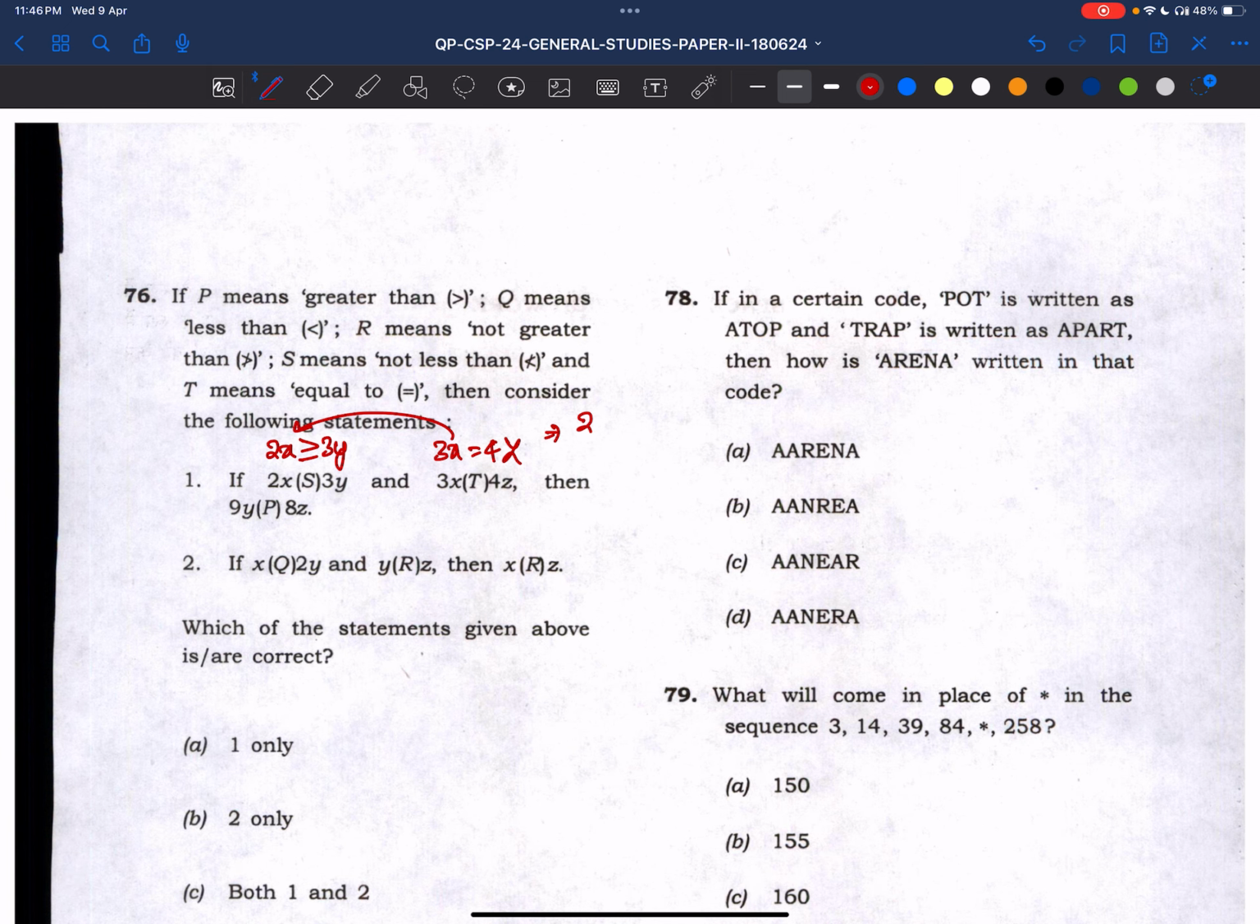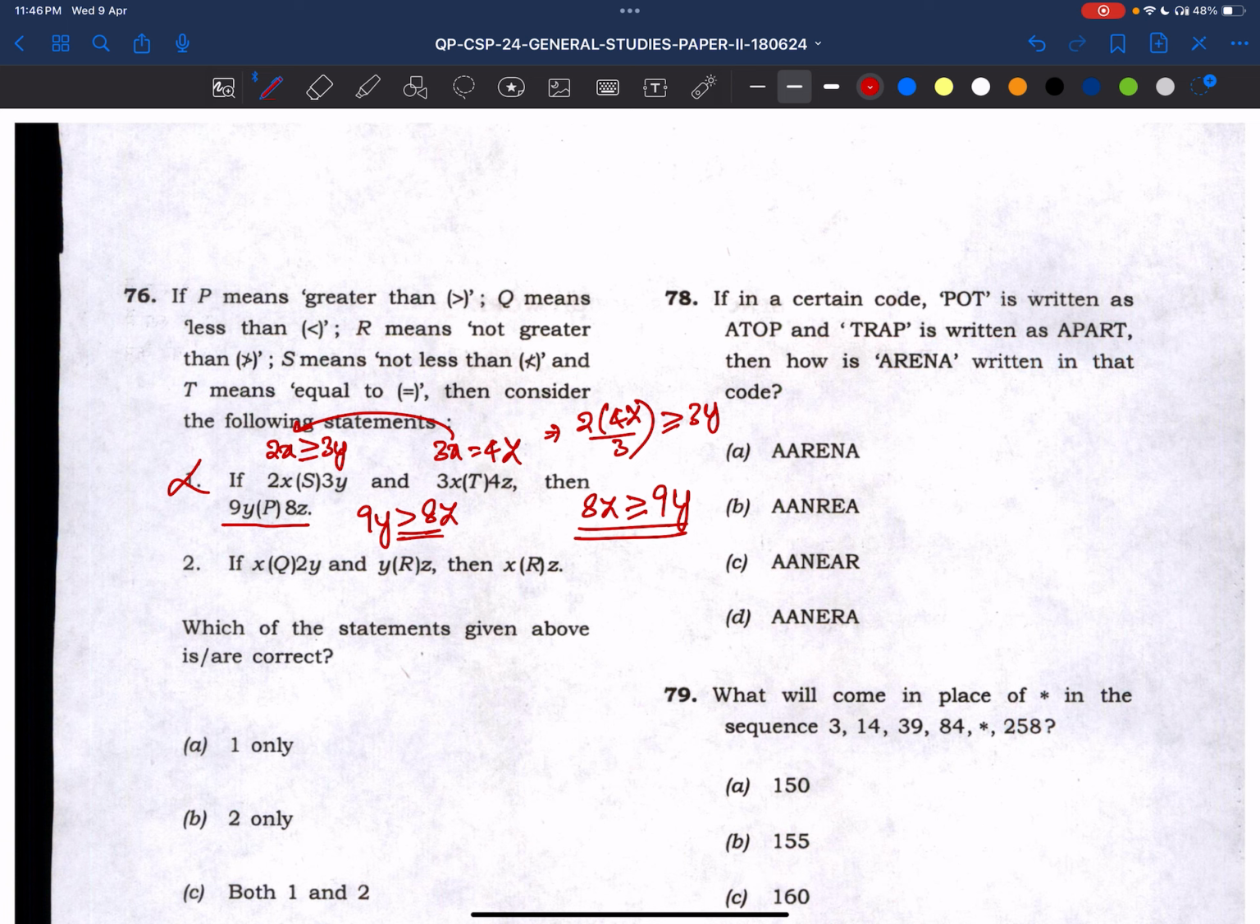2 times of 4z by 3 greater than or equal to 2y. Ultimately, 8z greater than or equal to 9y. And what is it asking? 9y be 8z. That means 9y greater than 8z. See here, we are getting 8z greater than or equal to 9y, given is the reverse. So, statement 1 can't be correct.